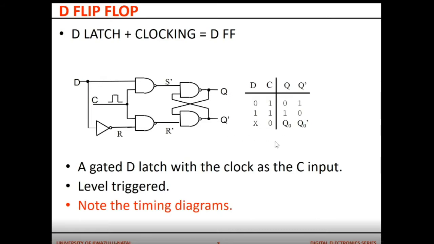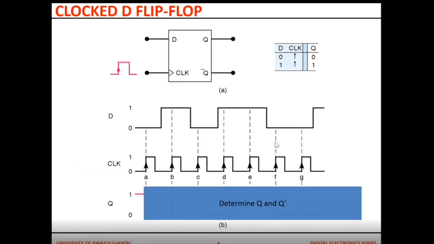It's the same diagram. So this is the symbol of a clocked D flip-flop. Positive edge triggered: when the clock goes to 1, what is at Q follows what is at D. That is the symbol, and that is the clock showing its positive edge. You can see that triangle there.